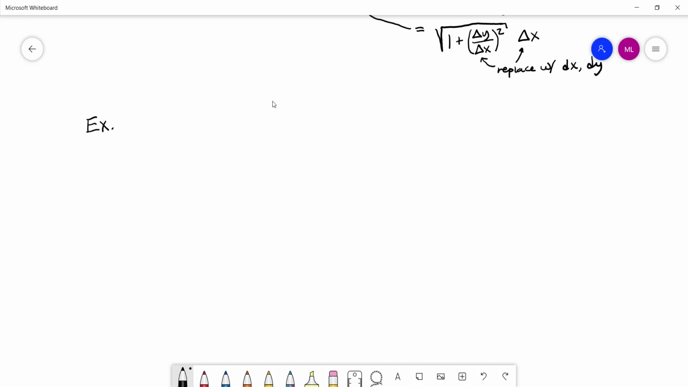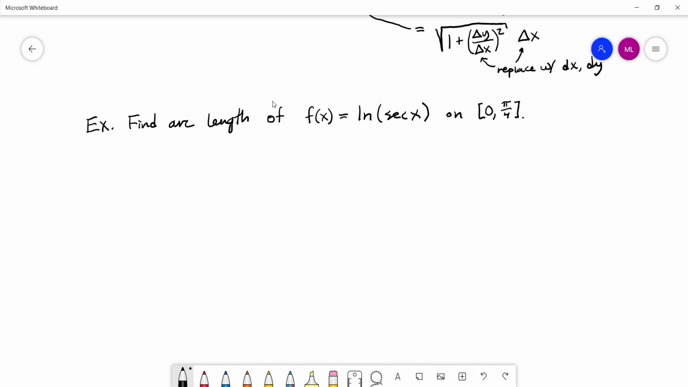Let me find a good one here. Let's do this one. I want to find the arc length of f of x given by the natural log of the secant of x on the interval from 0 to pi over 4. Okay. Some of these will be a little bit contrived.